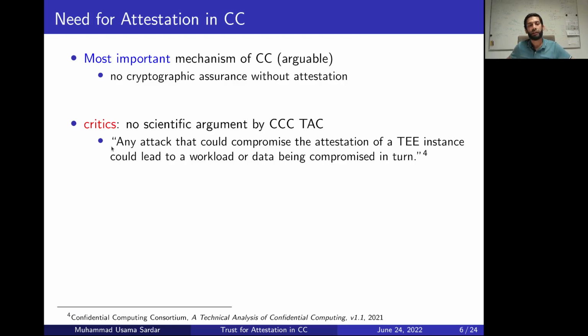As I said, even the critics do admit its importance, and this is the statement from their white paper, which says that any attack that could compromise the attestation of a TEE instance could lead to a workload or data being compromised in turn. So this clearly states the importance of attestation: even the critics admit that this is really important, and once attestation is compromised, everything is compromised.